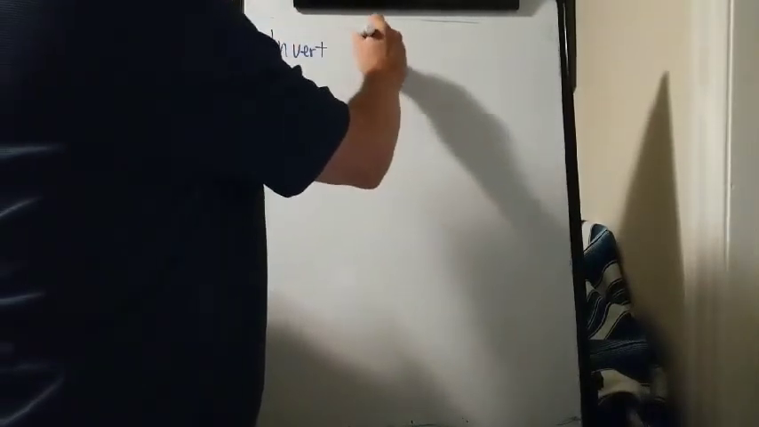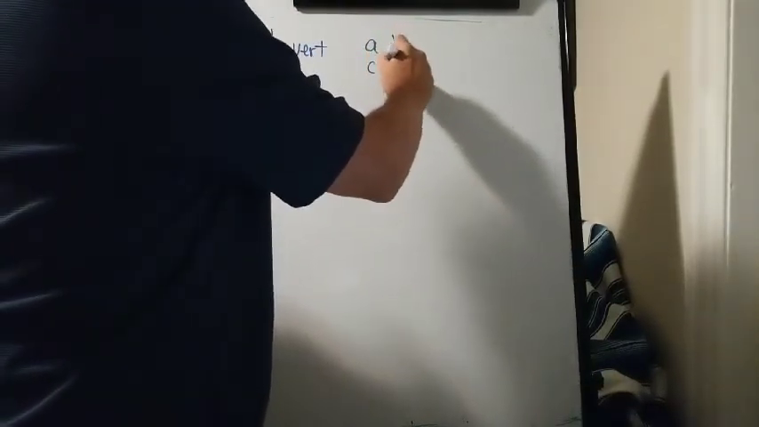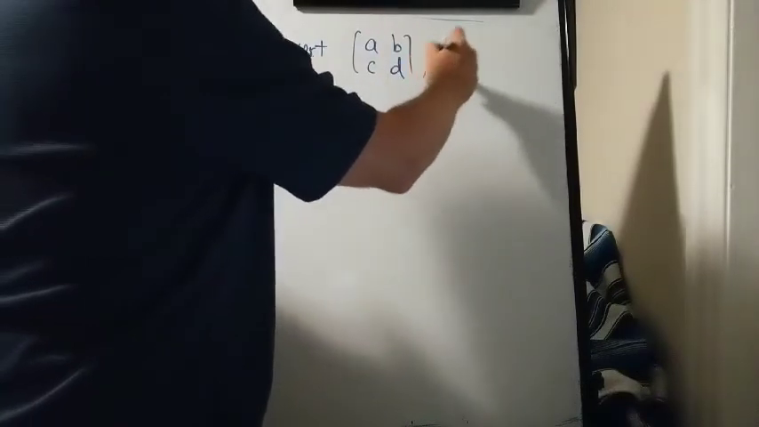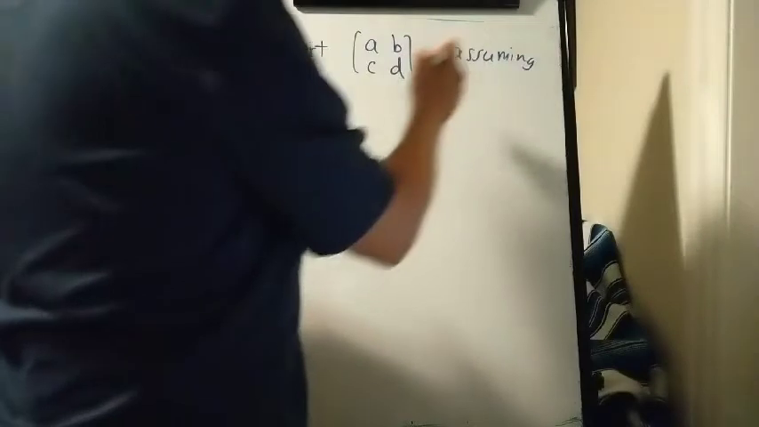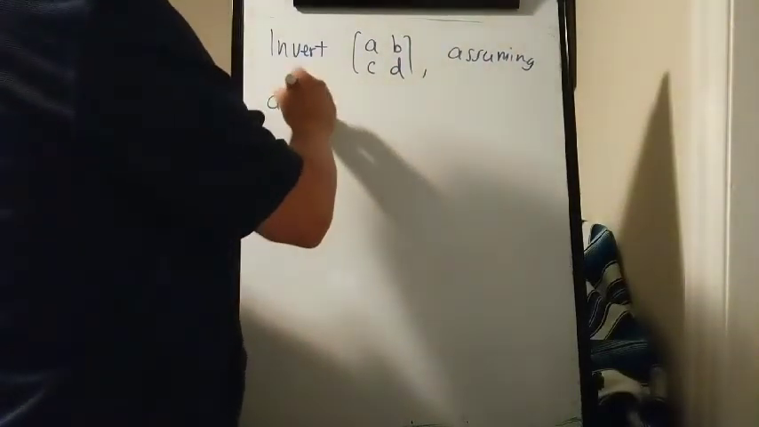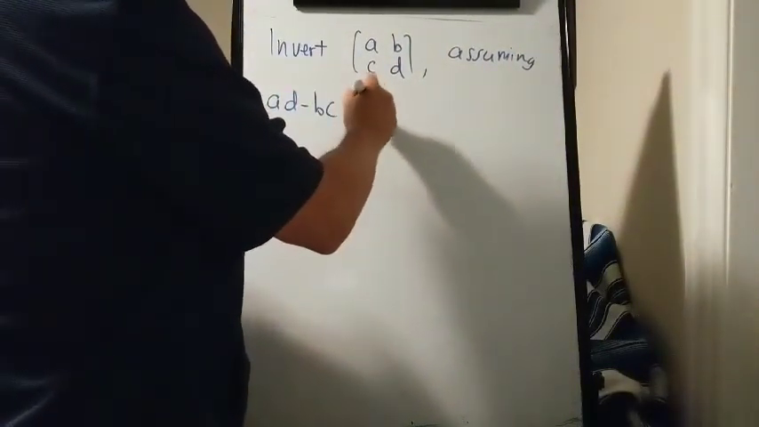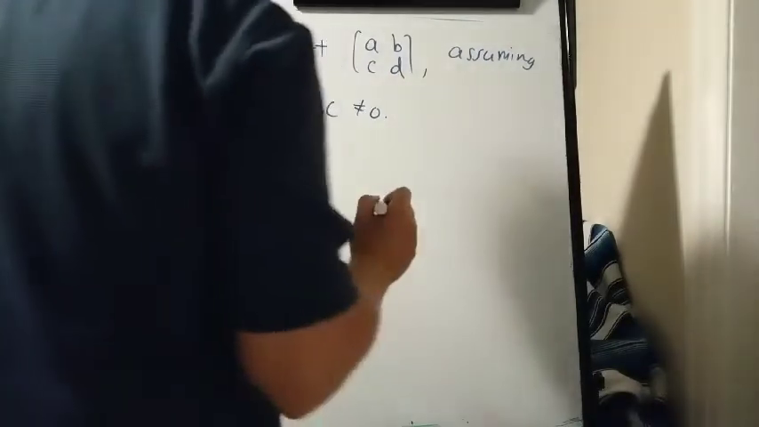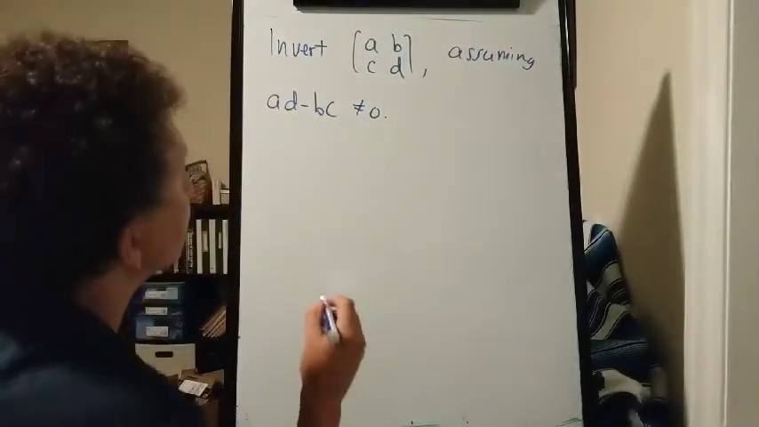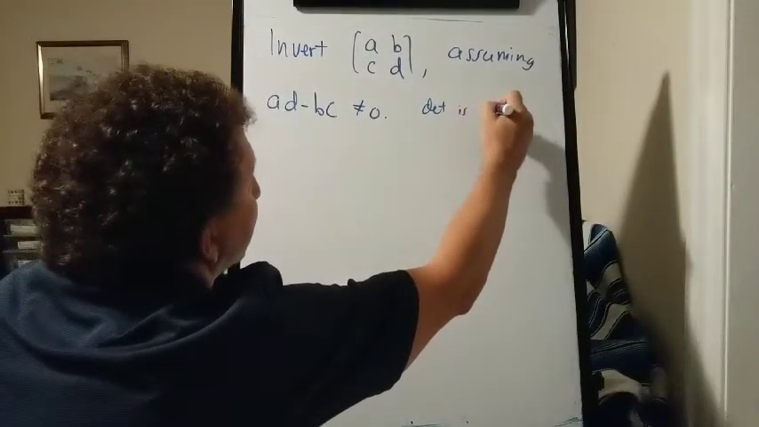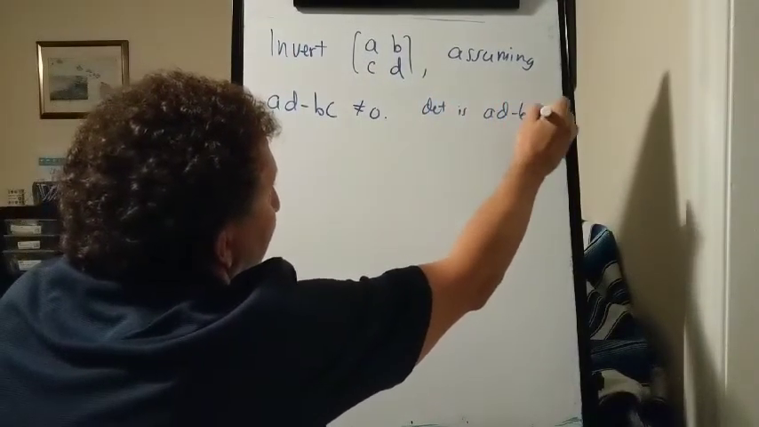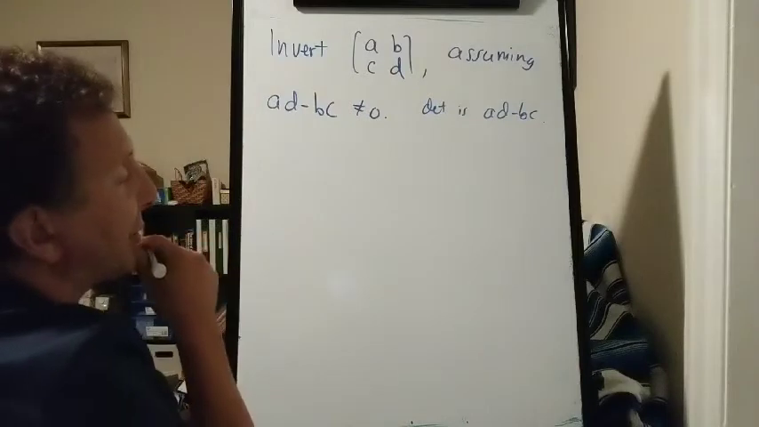Let's invert this general 2 by 2 matrix, A, B, C, D, assuming that it's invertible. That is, assuming that AD minus BC is not equal to 0. So the determinant is AD minus BC. Now we compute the cofactors.